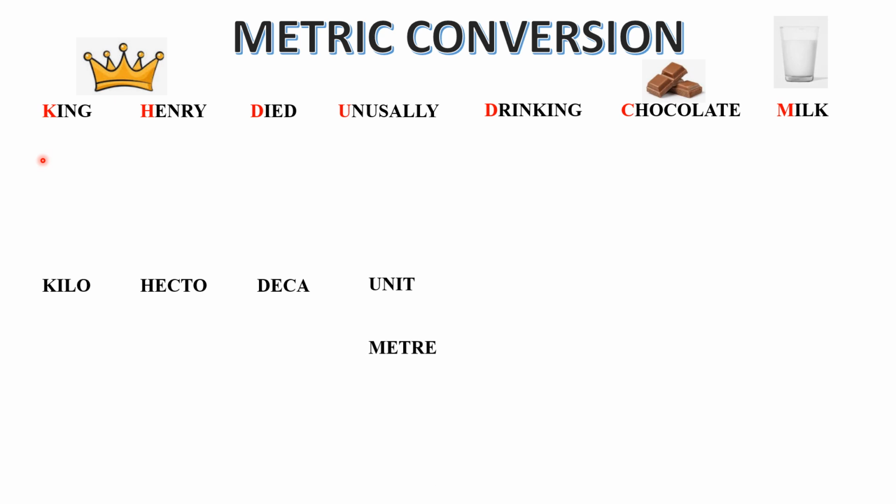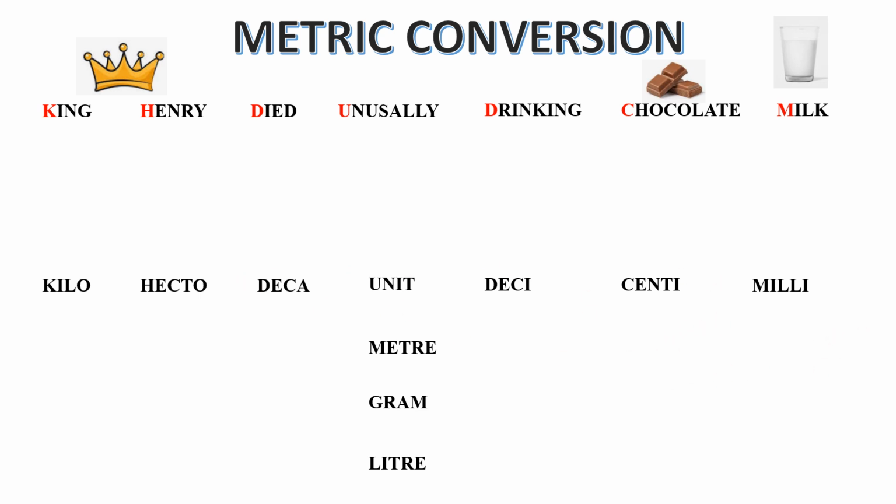Now unit can be meter, it can be gram, it can be liter depending on your measurement. Now D stands for deci, C stands for centi and M stands for milli. So using this fun sentence you can easily remember the sequence of the metric unit, and now I'm going to use this to convert the metric measurement.